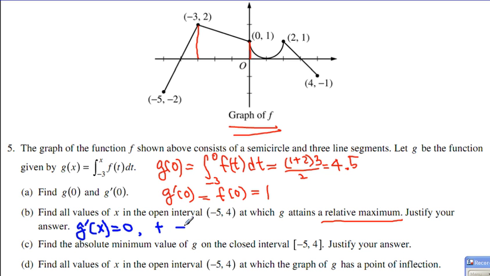Where do you see g prime of x equal to 0? That means f is equal to 0. f is equal to 0 right here, right here, and right here. But you will notice that where f goes from positive to negative, that results in a maximum. This one is negative to positive, so it will be a minimum. Positive to positive is neither. Positive to negative is right over here, so it looks like when x equals 3.